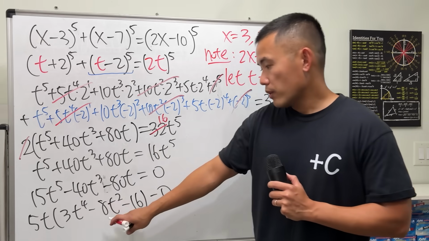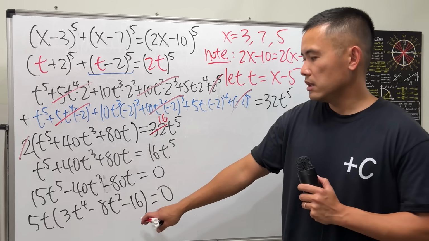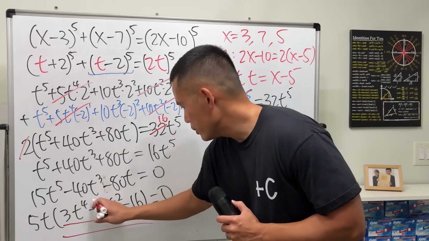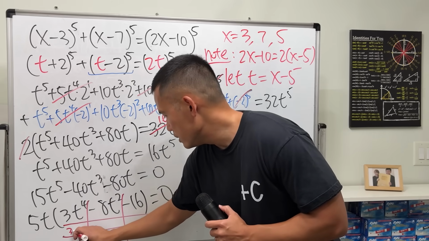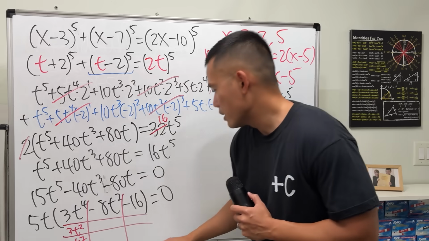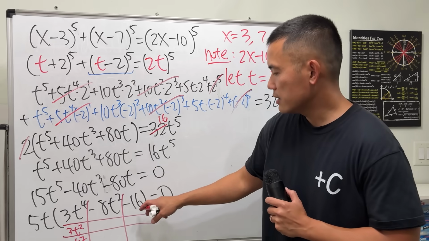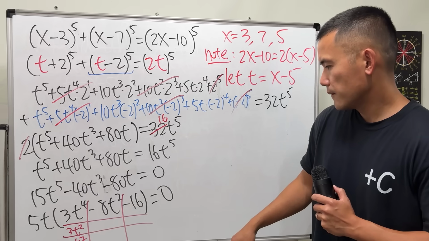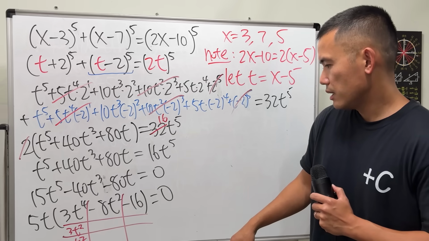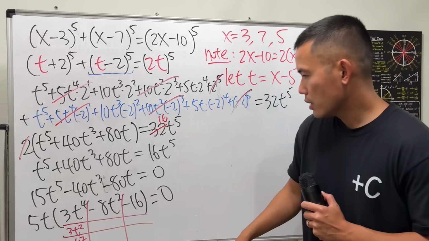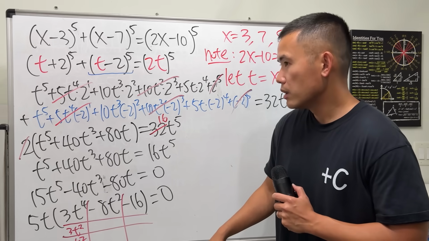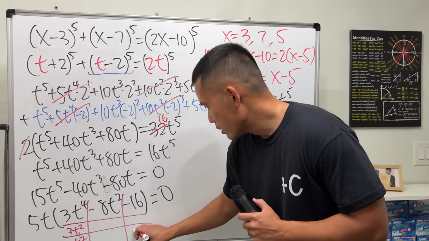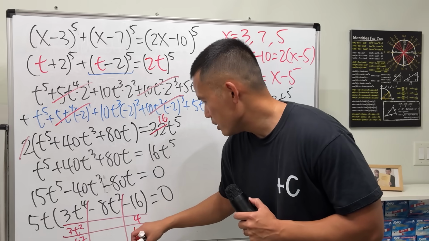This right here also is quintic, but it's actually quadratic in terms of t squared. We can factor it pretty nicely. We get 3t squared and t squared, and to get negative 16, let's do 8 and 2. No. 4 and 4. So I'll do 4 here and 4 here.